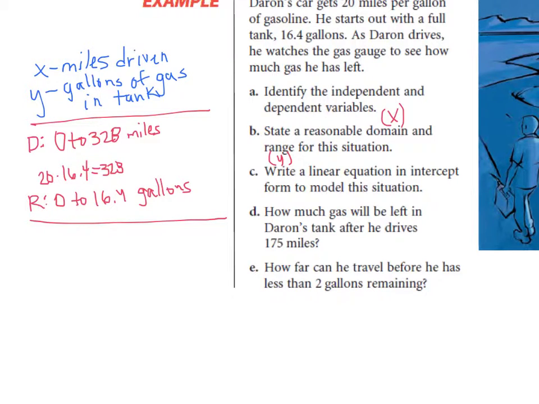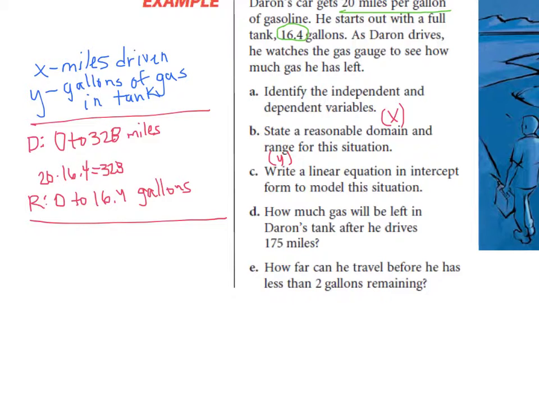Now, C asks us to write a linear equation in slope-intercept form to model the situation. Okay, so we have a couple of important pieces of information. The 16.4 is our starting value. That's going to be our y-intercept. The 20 miles per gallon we're going to use to help us find our slope. The only problem with the 20 miles per gallon is our units are flip-flopped from what we need in our equation. So if our x values are miles driven, we need our slope to be gallons per mile.